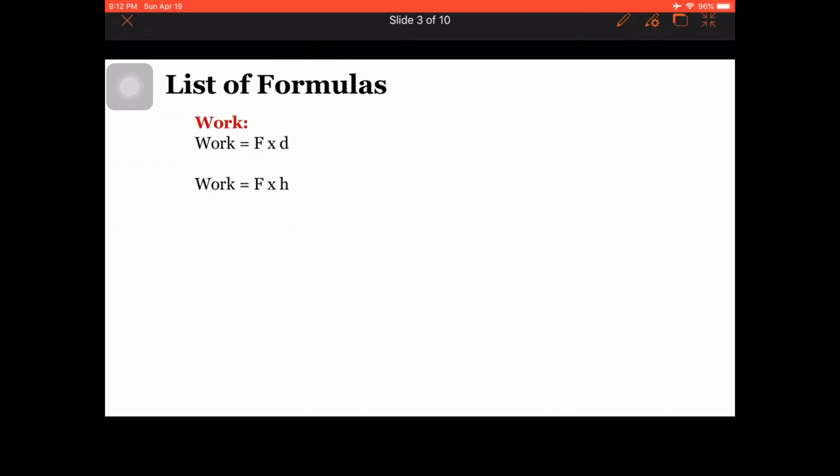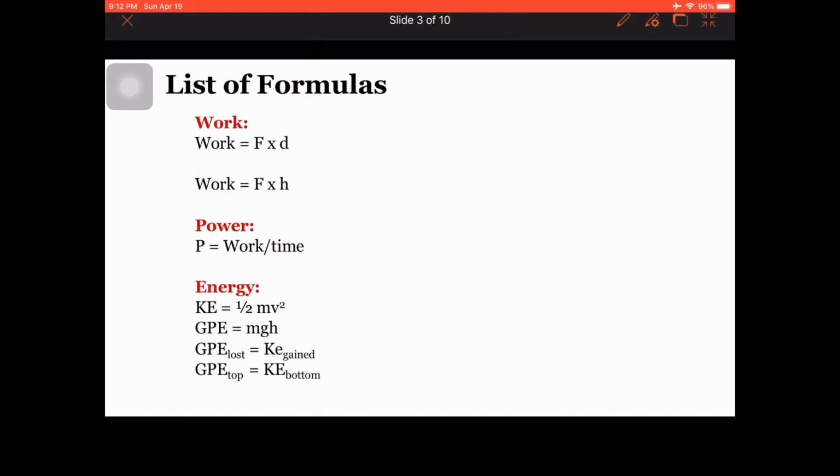We have the formula for work. Work is equal to F times D, and work is equal to F into H. Power is equal to work divided by time. Energy: kinetic energy is equal to half mv squared. Gravitational potential energy is equal to mgh. Gravitational potential energy lost is equal to kinetic energy gained, and gravitational potential energy at the top is equal to kinetic energy at the bottom.